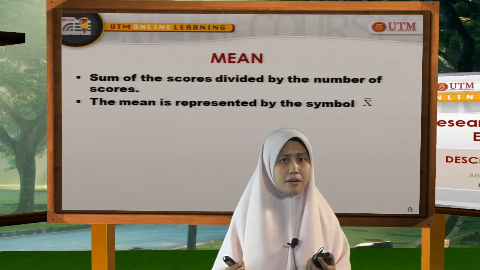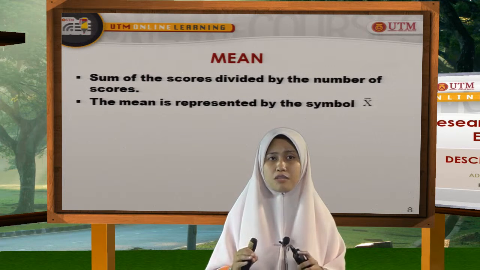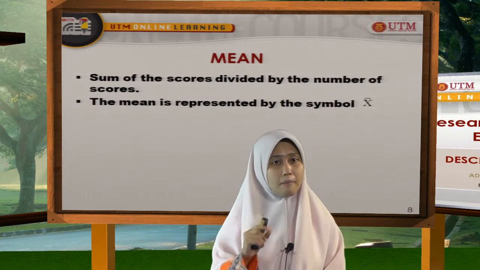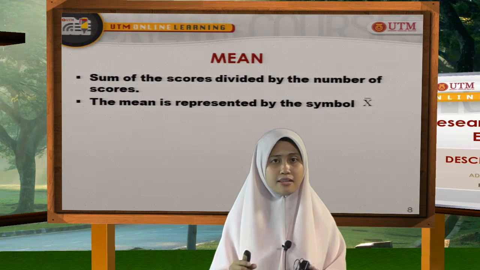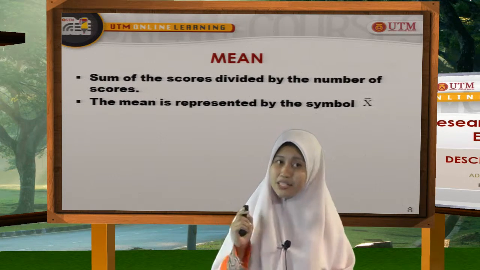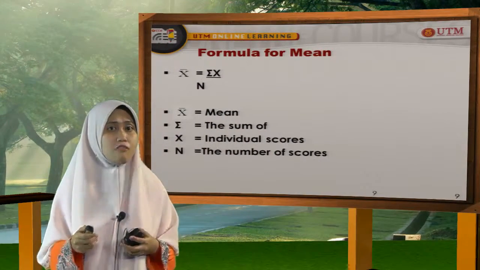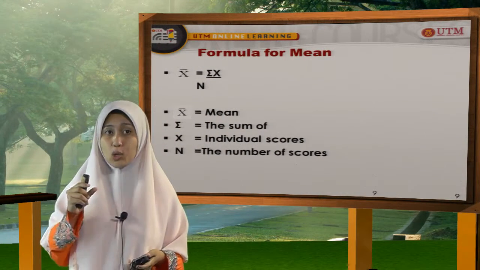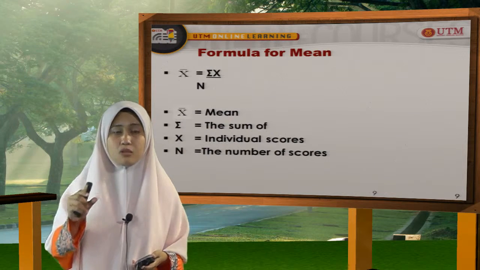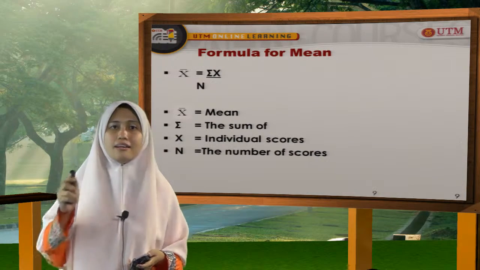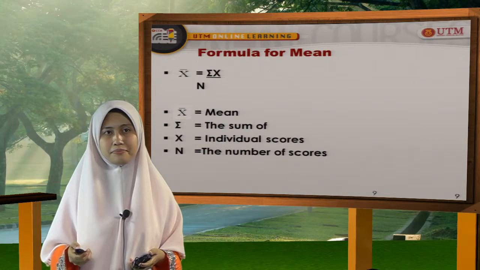The arithmetic mean is defined as the sum of the scores divided by the number of scores. The mean is represented by the symbol X bar. Now, let us see the formula for mean. Mean is equal to the sum of individual scores divided by the number of scores.